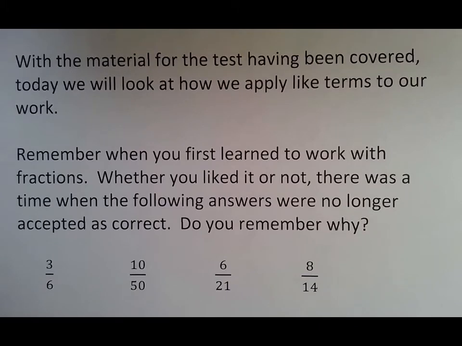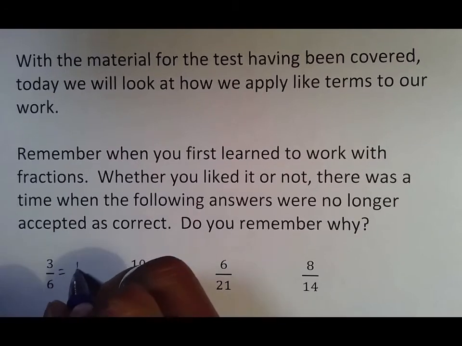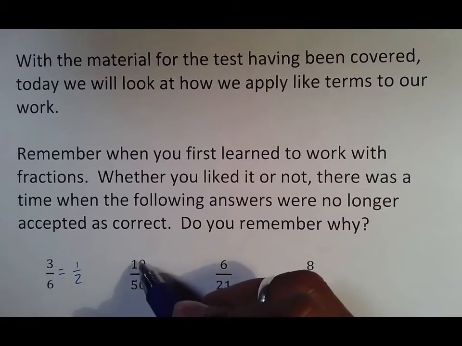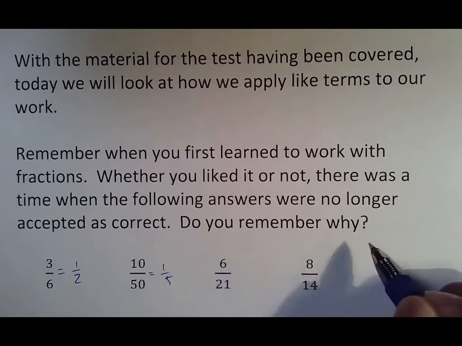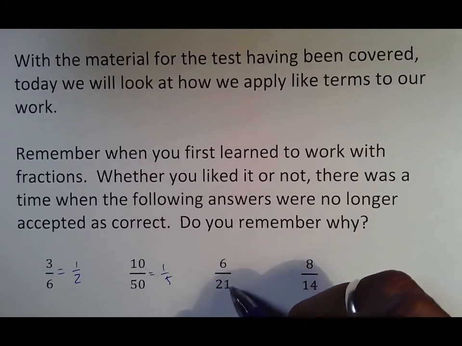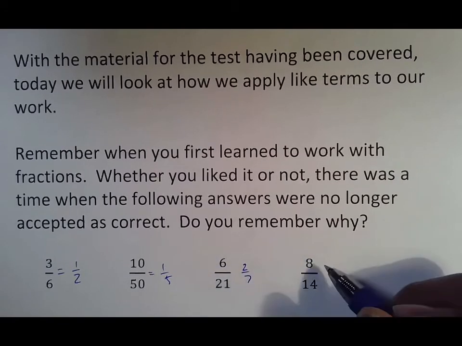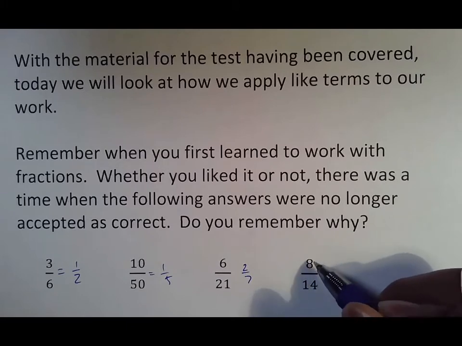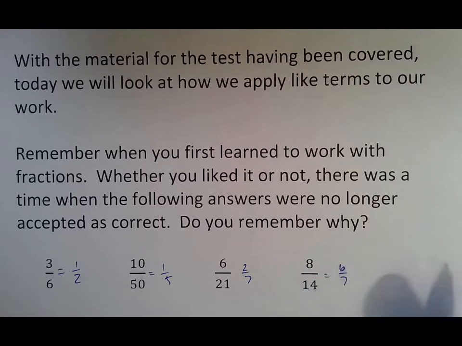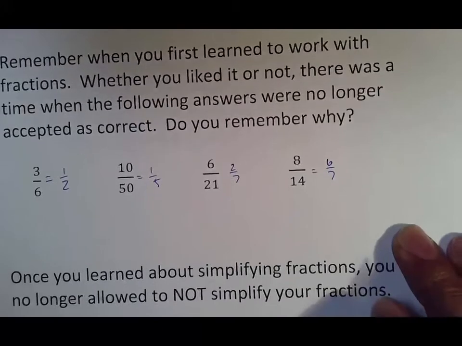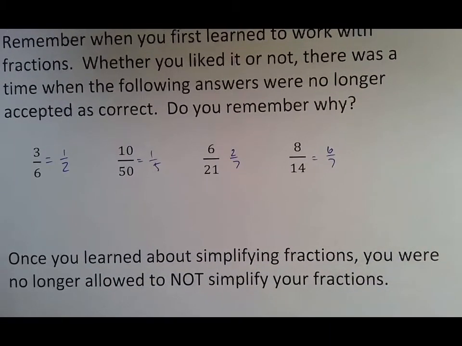You used to start getting marked off on these, but think about it for a second and see if you can remember why that was. If you're thinking along the right lines, it's because you know that 3 over 6 can be turned into 1/2, both divided by 3. 10 and 50 can both be divided by 10 to become 1/5. 6 and 21 both can be divided by 3 to become 2 over 7. And 8 over 14 can be divided by 2 to become 4 over 7. These are all simplified versions of the fractions. You called it reducing, but it's really simplifying.